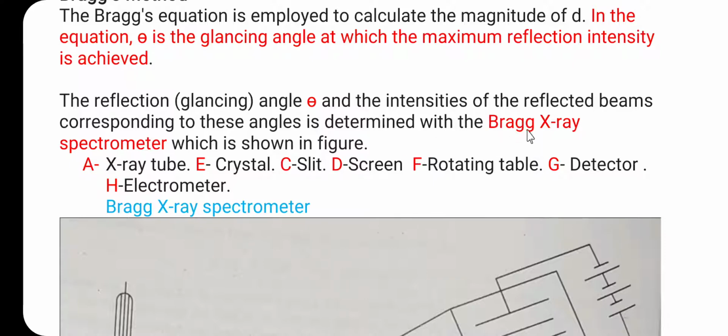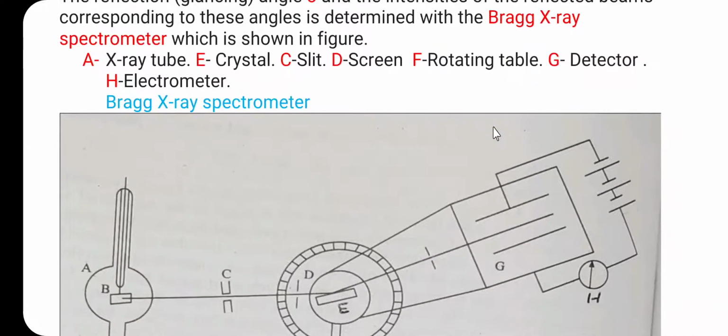So what is the use of the Bragg's X-ray spectrometer? With the help of the Bragg's X-ray spectrometer, the glancing angle theta can be determined. So let us consider the diagram.